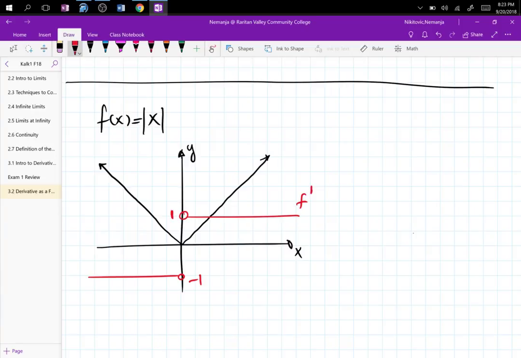Now, looking at the graph, you know it's a piecewise function, so you can construct the derivative, because you know it's going to be -1 if x is less than 0, and it's going to be +1 if x is bigger than 0.